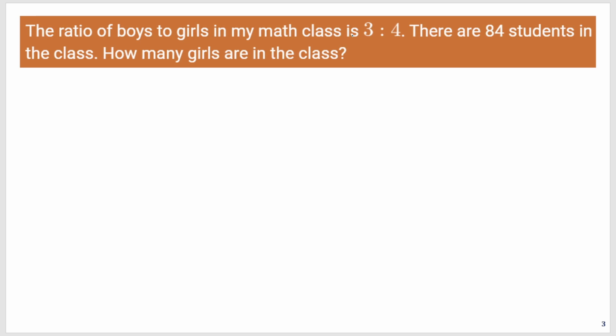Okay, also note that we often write ratios as fractions, but sometimes we also use a colon to denote the ratio. So 3 over 4 can also be written as 3 to 4 here. Both of them are correct, okay?